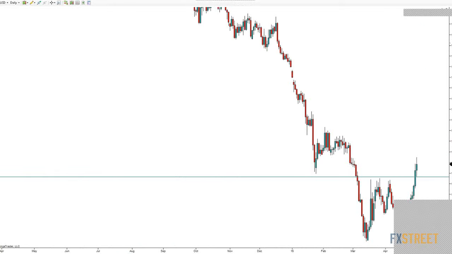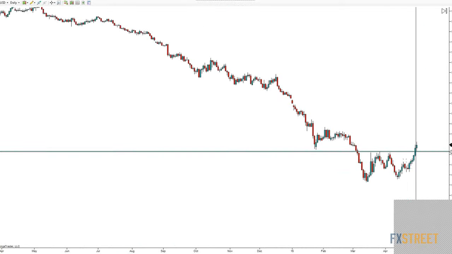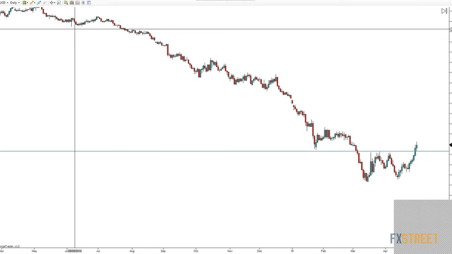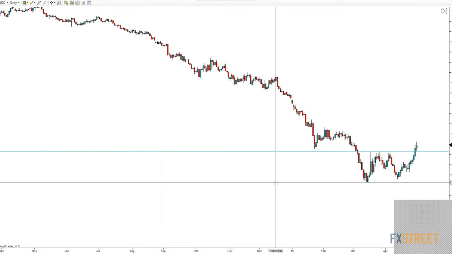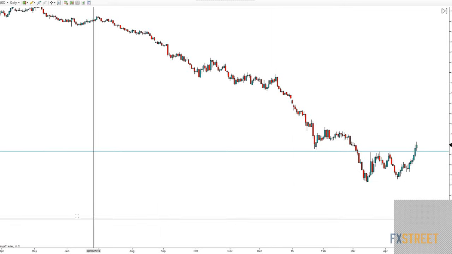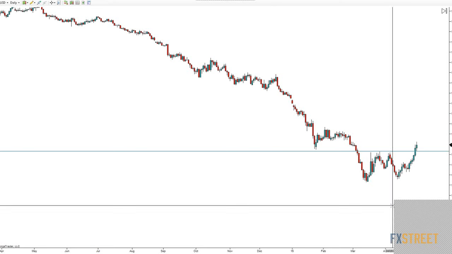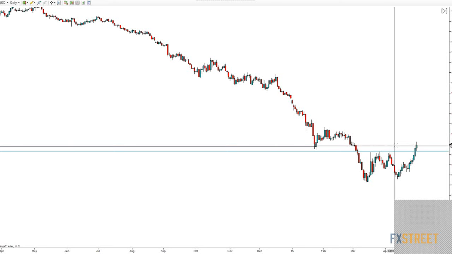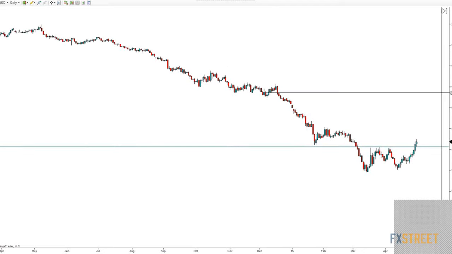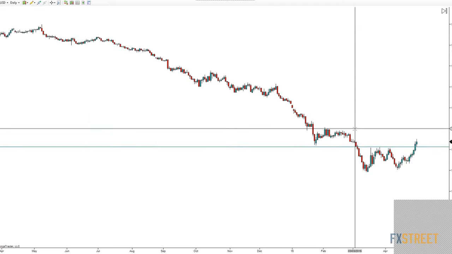Look at how far that market has gone. Should I be discouraged by this little bit of a pullback? No, why not? Because the market's moved from 138, 140 down to 104. It's 3,600 pips in just over 6 months. So do I expect a pullback? Absolutely. Do I think that the market is weighted to the downside? Yes, of course I do.